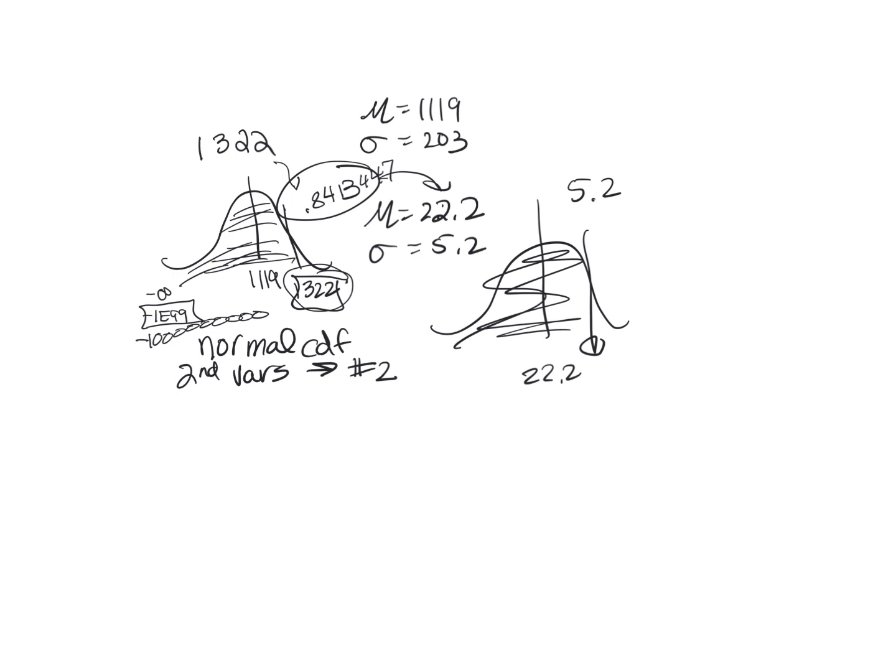and I do that second VARS, inverse normal, which is number 3. That area that I can just type in, mean of 22.2, standard deviation of 5.2, left tail, hit paste, and that would be equivalent to 27.4 on the ACT.